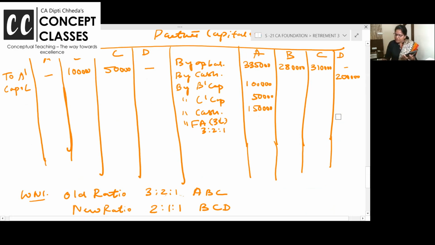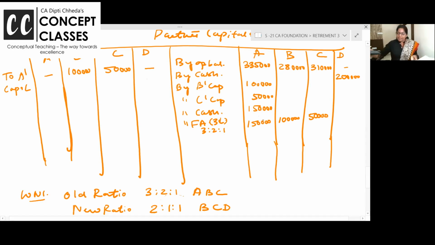Not D, sorry. C. 50,000, 1 lakh, 1,50,000. 50,000, 1 lakh, 1,50,000. Now, this is done, fixed assets.